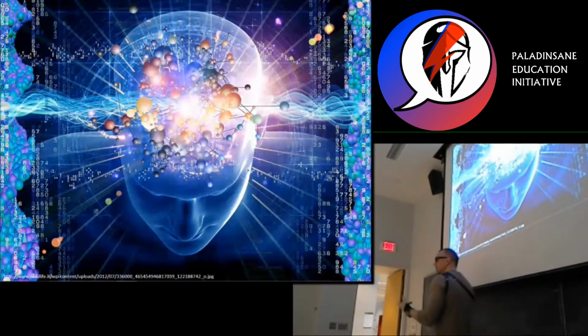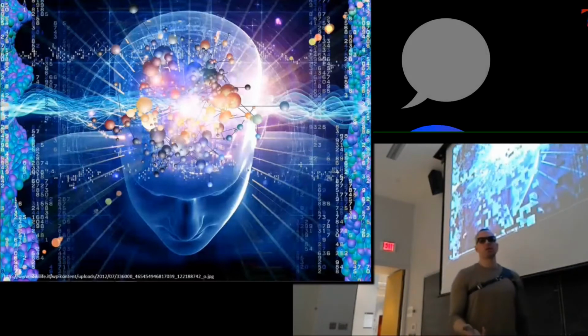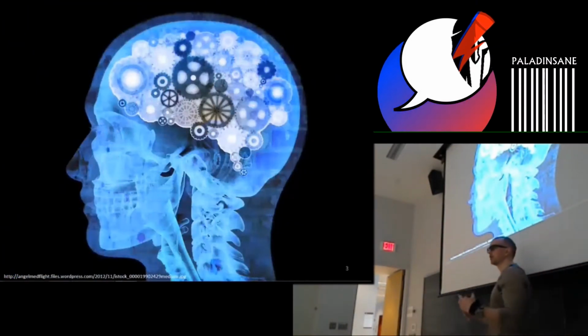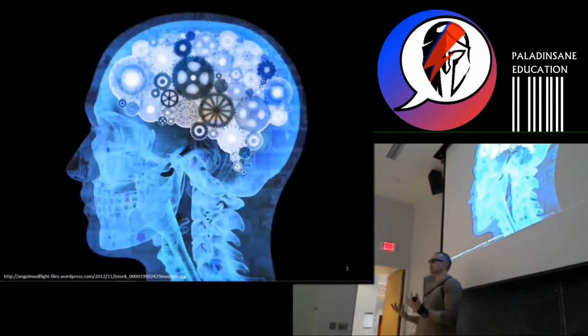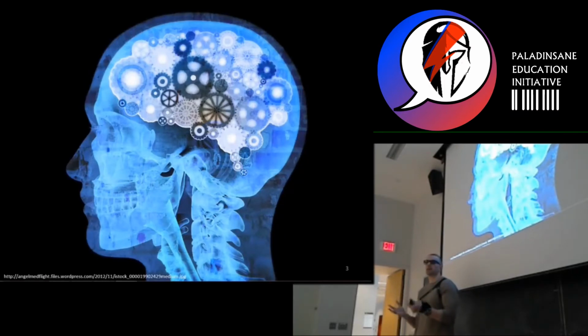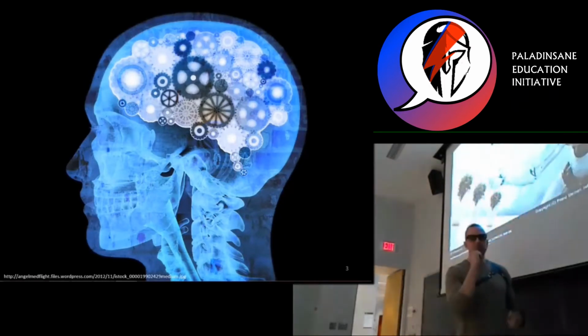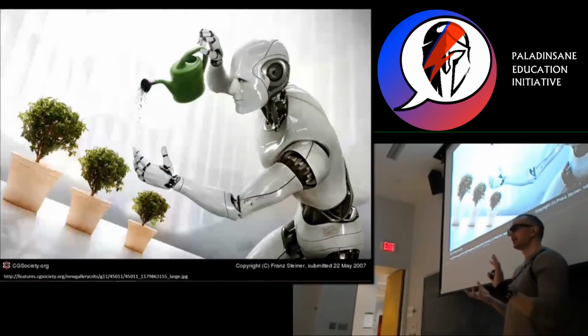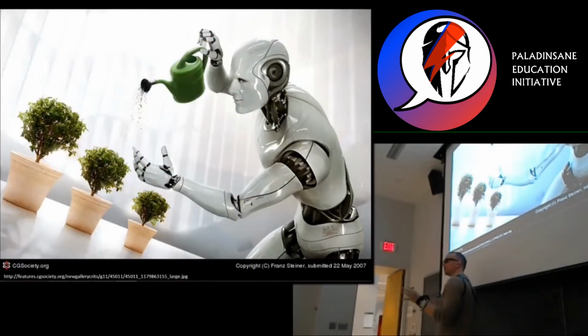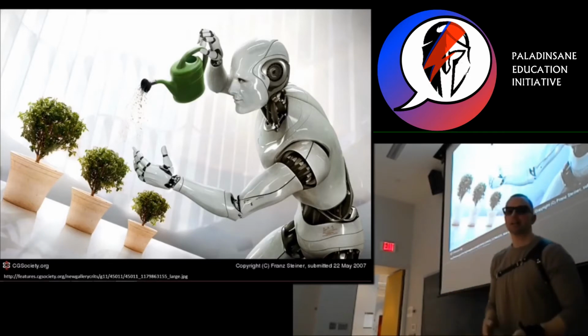And in order to understand it, we need models. We need models of how the mind might work. And the predominant model that we're going to see is the model of the mind as a machine, as a calculating machine, as a computer. Basically, your mind is a computer that is running software which determines what your mind can do.